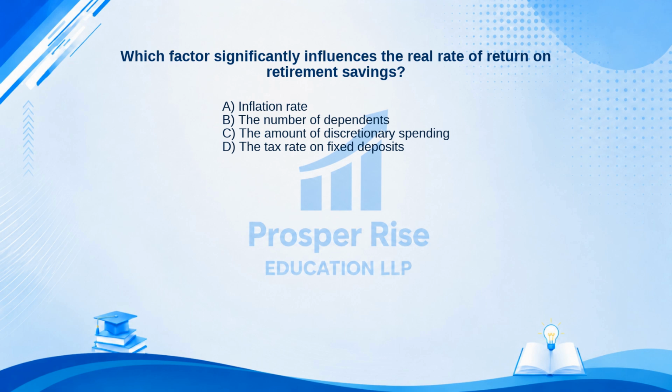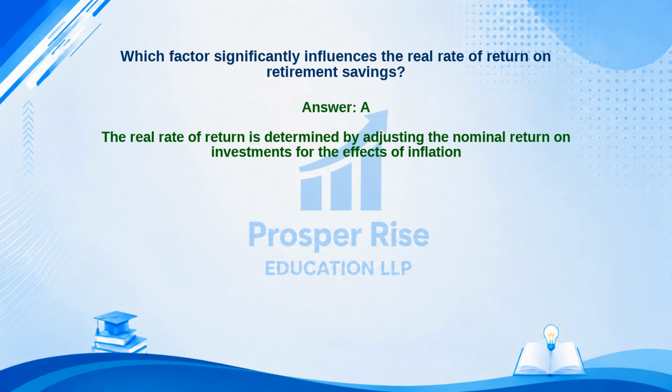Take a moment to pause the video and decide. The correct answer is option A. Let's see why. The real rate of return is determined by adjusting the nominal return on investments for the effects of inflation.